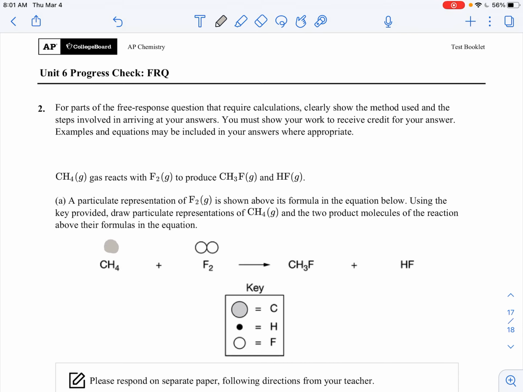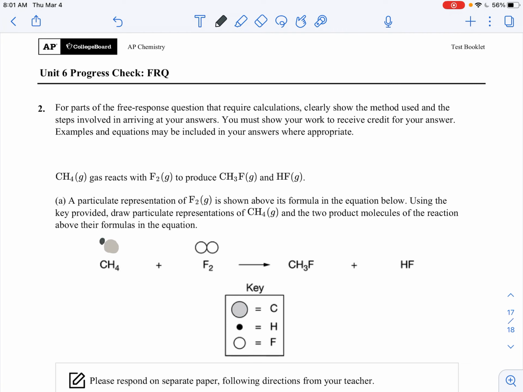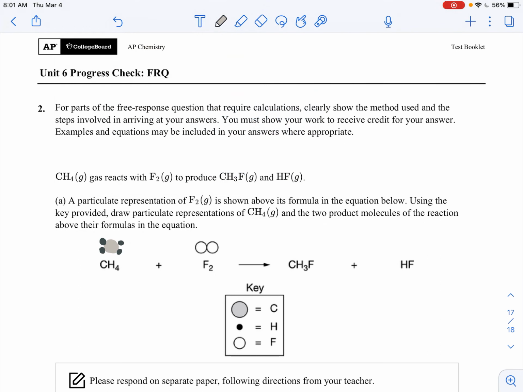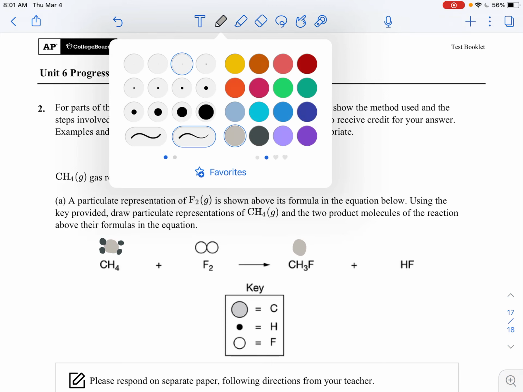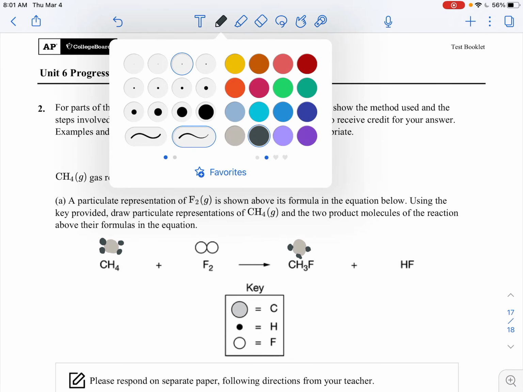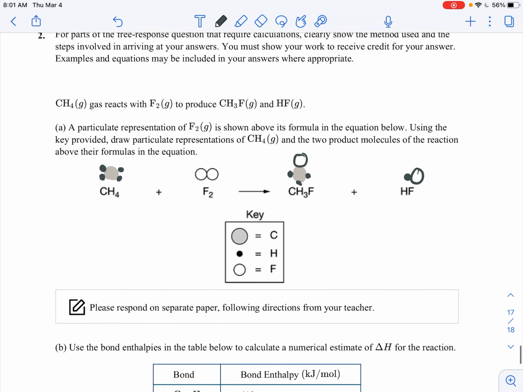So for CH4, I draw a pretty big carbon, okay? And then I have 4 hydrogens. Now this is supposed to be black, but I'm just going to do dark gray. 4 hydrogens. So that's supposed to look like that. And then F2 is white. Now CH3F, so we've got the carbon, and then we're going to have our 3 hydrogens, and then our 1 fluorine, which is going to be white. And then here, we're going to have hydrogen and fluorine bonded together like that.